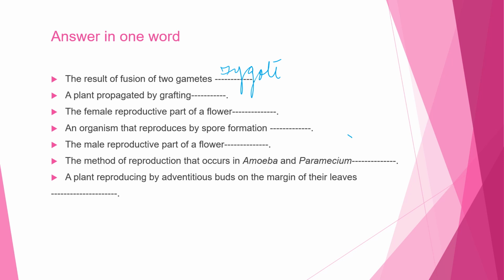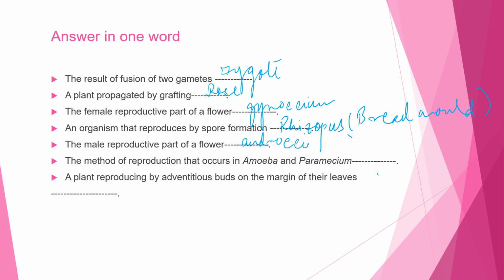Now the next one, a plant propagated by grafting. It is a very common example: rose is propagated by grafting. Now the next one, the female reproductive part of the flower is called gynoecium. Is it clear? An organism that reproduces by spore formation is the bread mold or rhizopus. Rhizopus reproduces by spore formation, and it is also in general called the bread mold. Next, the male reproductive part of the flower is called the androecium. So these are all answered in one word.